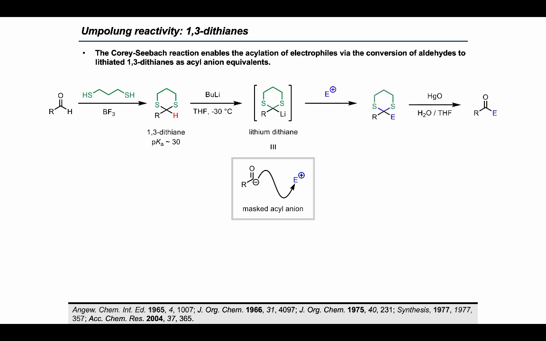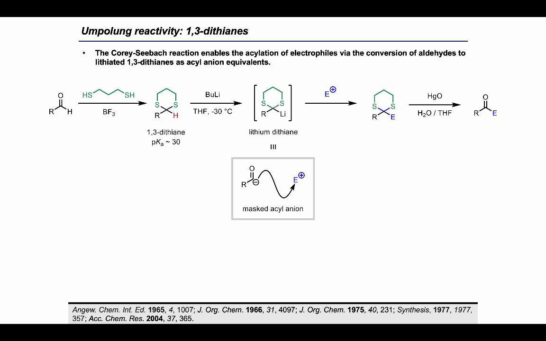Reaction of the lithium dithiane with a carbon electrophile generates a new carbon-carbon bond. This overall process is known as the Corey-Seebach reaction, named after Corey and Seebach, who developed the Umpolung chemistry in the 1960s. Removal of the thioacetal group to regenerate the carbonyl and reveal the ketone product requires oxidative deprotection conditions. This is one of the major drawbacks of 1,3-dithiane Umpolung chemistry, as this deprotection step can be challenging and cumbersome.